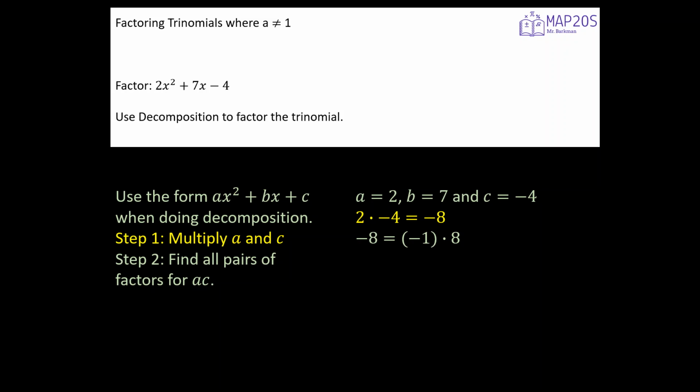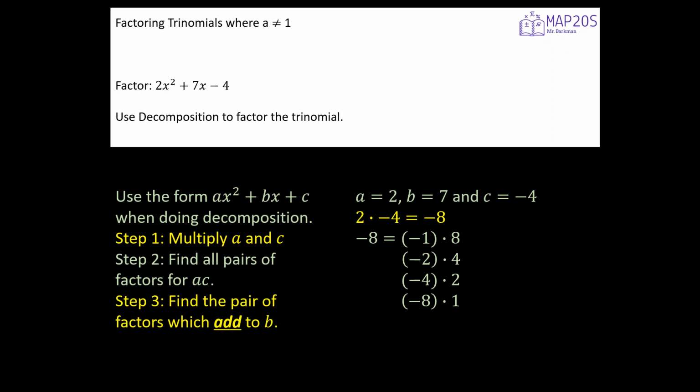Now I'm just going to kind of go up. I'm always going to make the first one negative, the second one positive. And so here are our 4 pairs of factors which multiply together to get negative 8. Again, one of them is negative and the other one is positive.